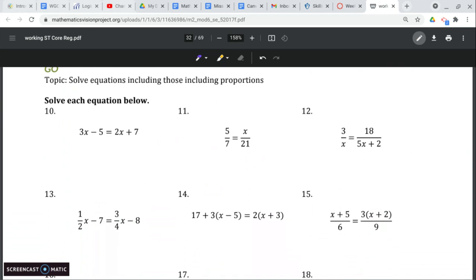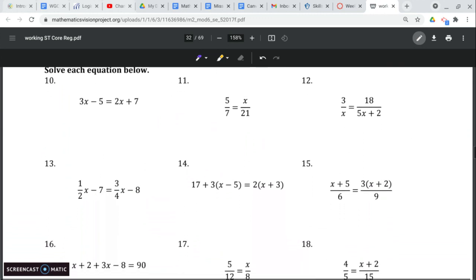All right, the last section, solve equations including proportions. So solve each equation. The first one we're going to look at is number 12. So obviously we want to use cross multiplication here because we've got the fraction. So we're going to have 18x equals 3 times 5 is 15x, and 3 times 2 is 6.